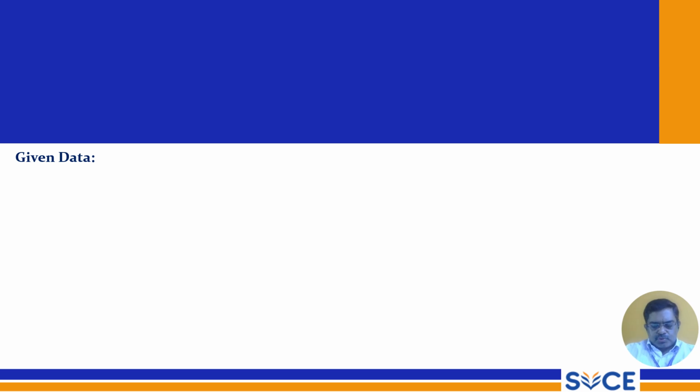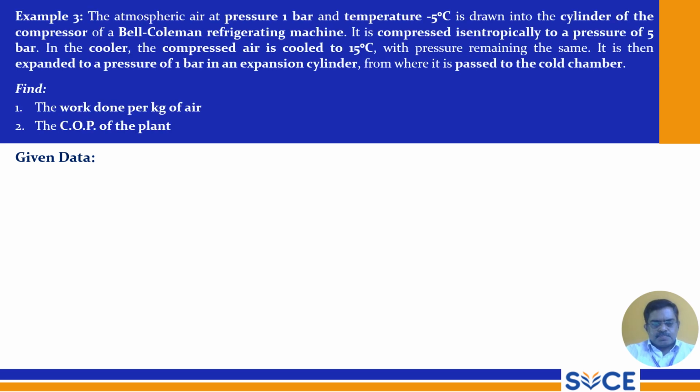So coming to the next problem, that is problem number 3, example 3. The atmospheric air at pressure 1 bar and temperature minus 5 degrees Celsius is drawn into the cylinder of the compressor of a Bell-Coleman refrigeration system. It is compressed isentropically to a pressure of 5 bar.